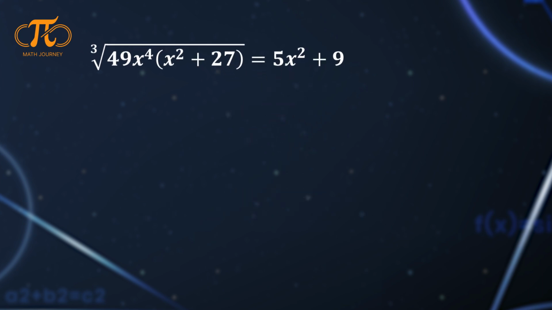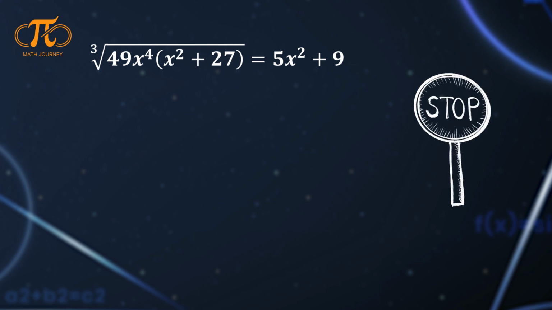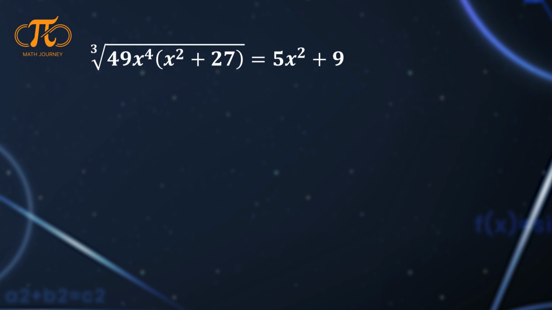Okay, first instinct might be to cube both sides of this equation to eliminate the cube root, right? But hold on. If you do that, you'll end up with a 6th-degree equation. That's like jumping into quicksand, way harder than it needs to be. Instead, let's think smarter, not harder. We'll break it down using the power of mathematical inequalities. Trust me, this is where the magic happens.